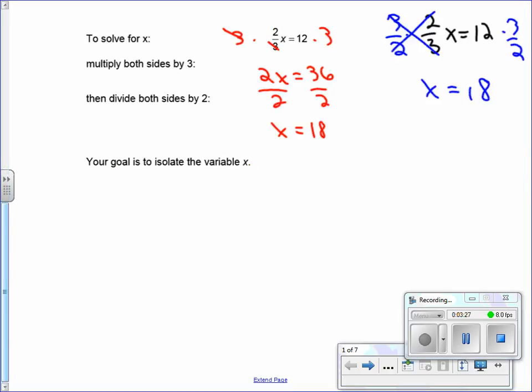And this right here, you have a highlighter. This is what your goal is, to isolate the variable x or whatever variable is in the problem. H, K, whatever we're working with. Okay? Those are your steps. And knowing which one to do is the key to getting these next problems right. Okay?